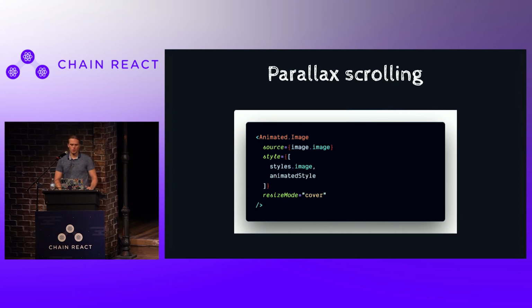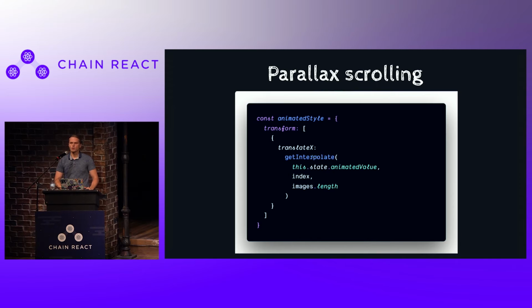Now, when I have these styles, I just add them as animated styles, right? And it's supposed to work if I make this getInterpolate work.